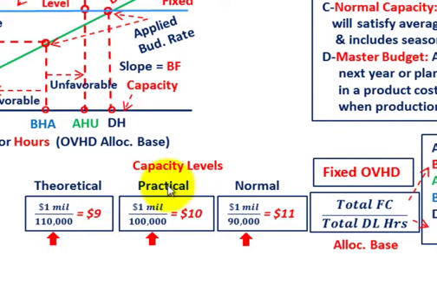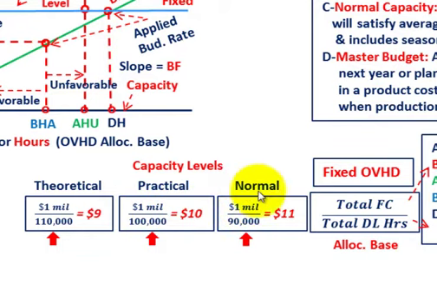Now, for the practical capacity, instead of 110,000, we say we can produce at 100,000 direct labor hours, effective production for the plant. Again, dividing the same fixed overhead of $1 million is going to give us $10 per hour in our overhead rate. So theoretically, we would be applying our rate at $9 per hour, but practically it's going to be $10 per hour for a fixed overhead rate. And I'm just throwing these numbers out for comparison purposes.